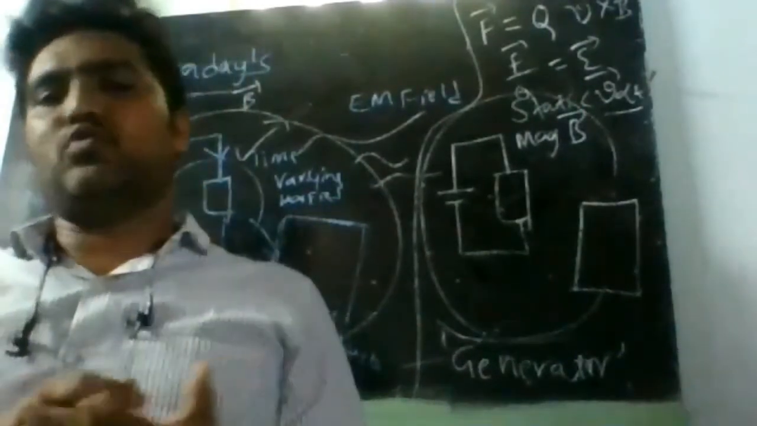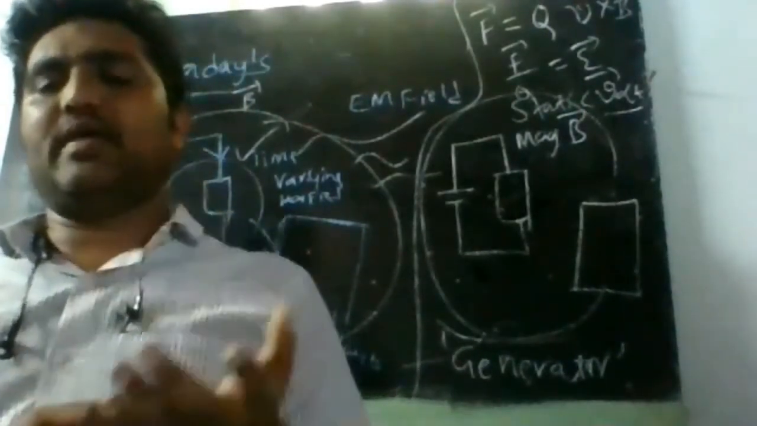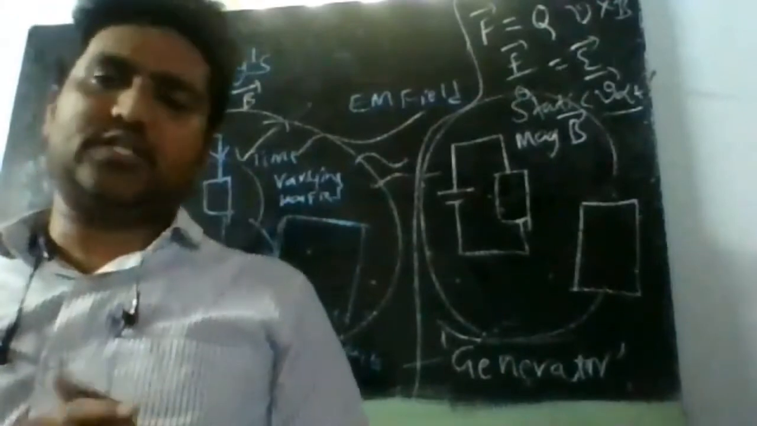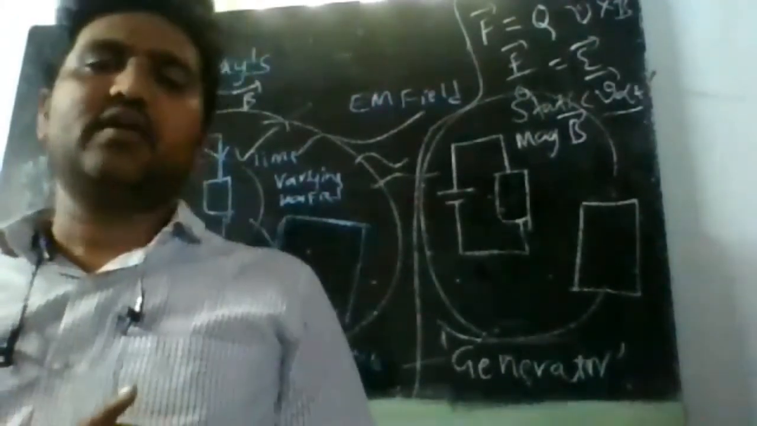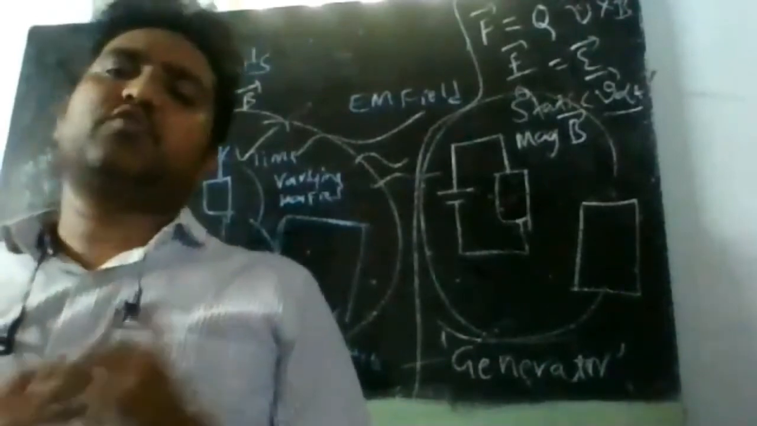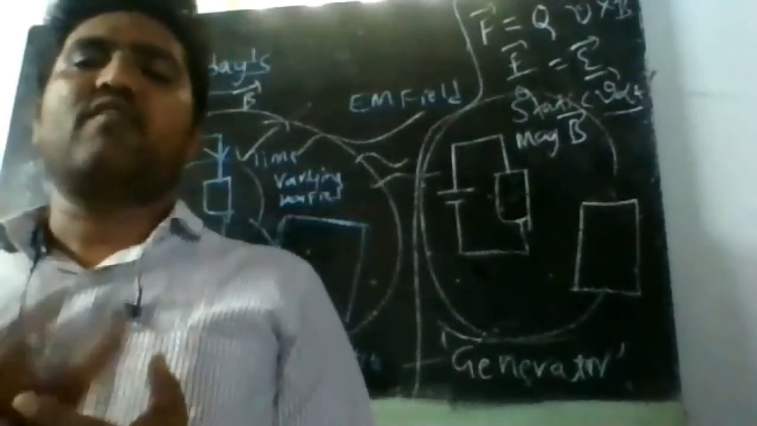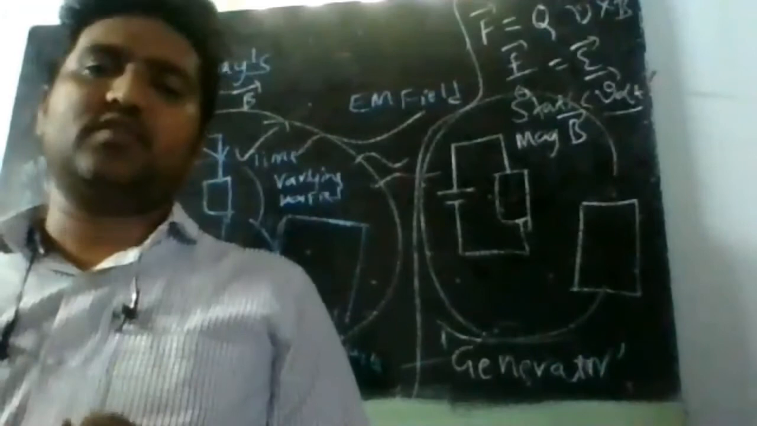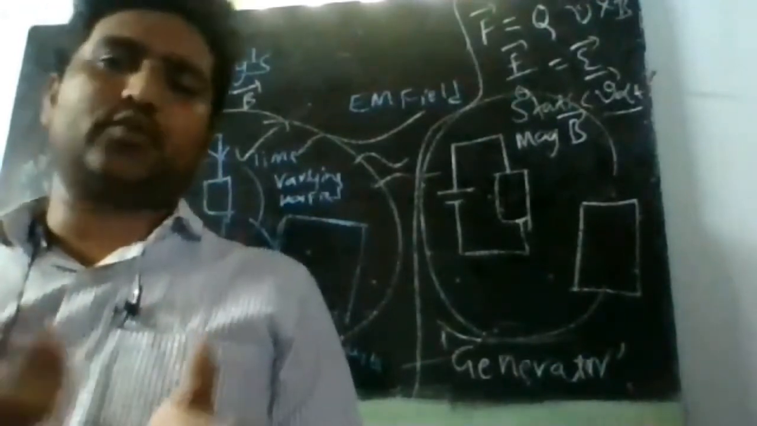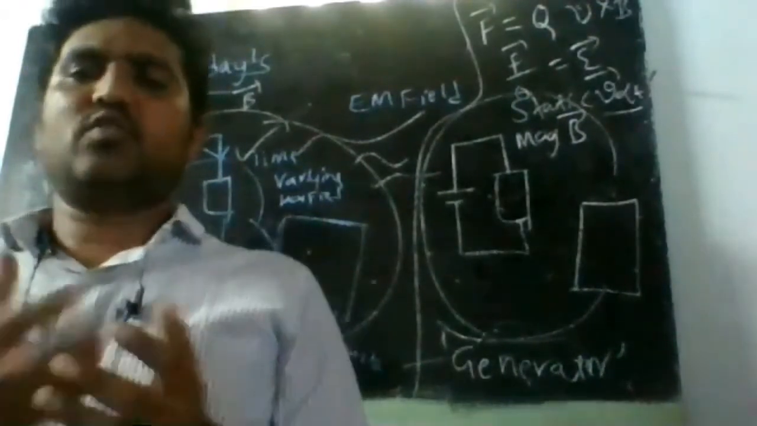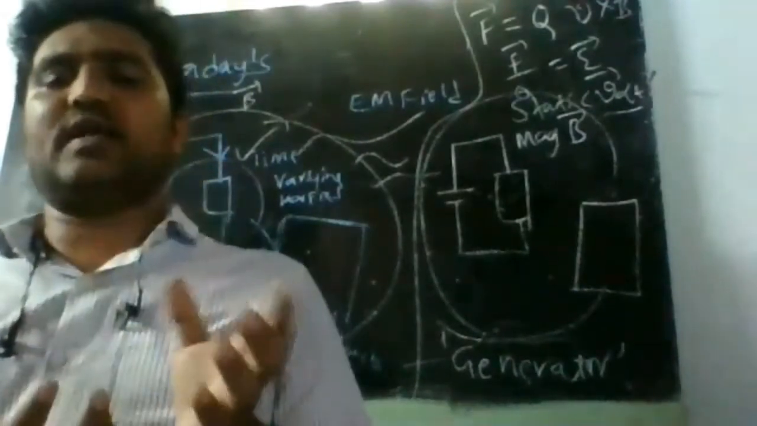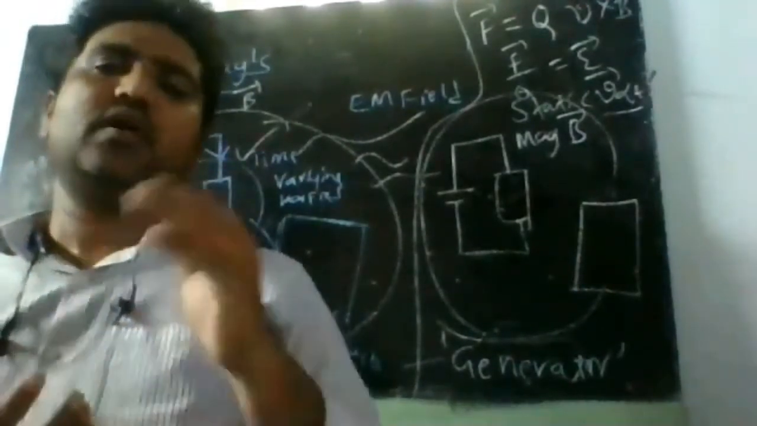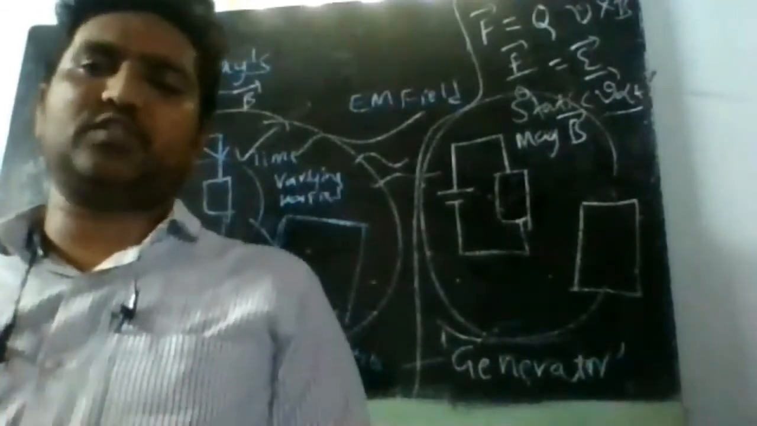Now how to generate them? The charges should move with acceleration, which means we need to produce time varying currents or time varying fields. For producing time varying fields, Faraday has given us two methods. Faraday is the one who discovered electromagnetic fields. What are the two methods? One is called the motor method of generation, the other is the generator method of generation.